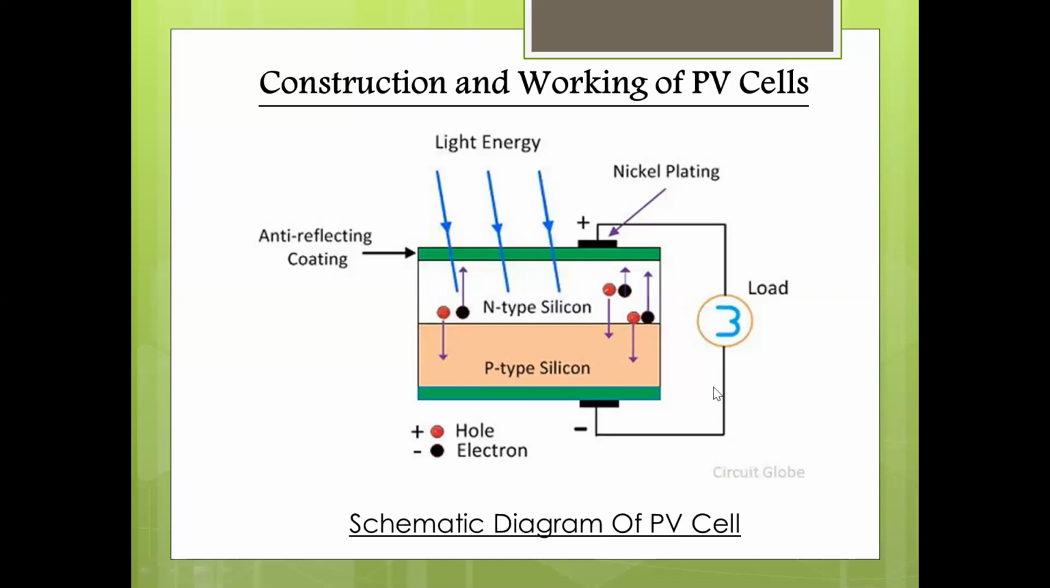At the same time, the electric energy obtained from the photovoltaic cell is directly proportional to the intensity of the light radiation. It depends upon the intensity of this light radiation, which can eject the electron. So these are the parameters which affect the efficiency of the photovoltaic cell.